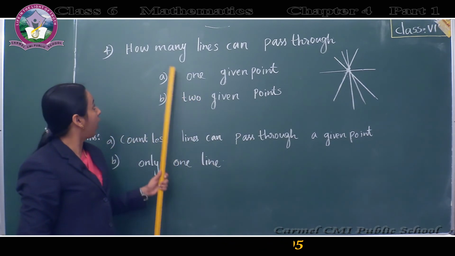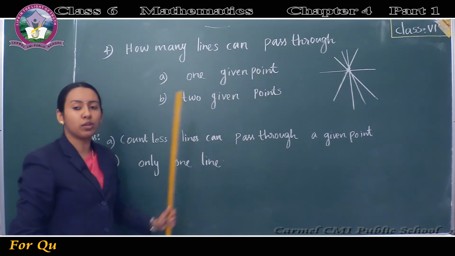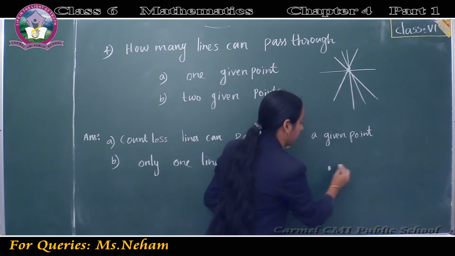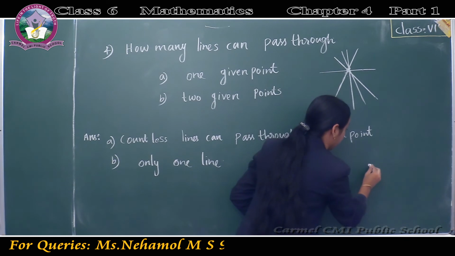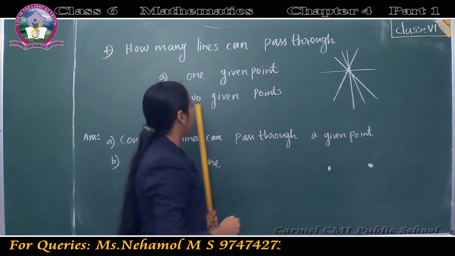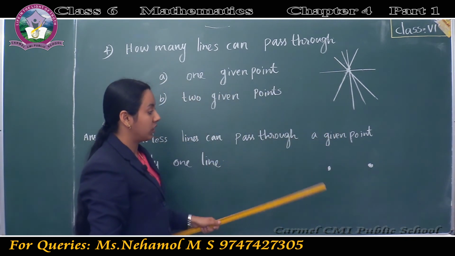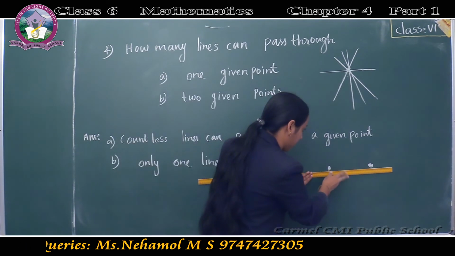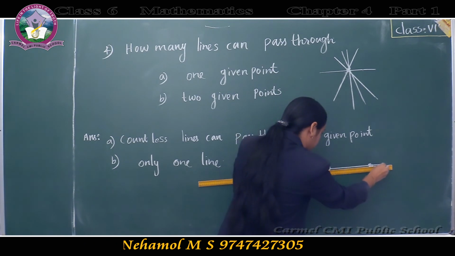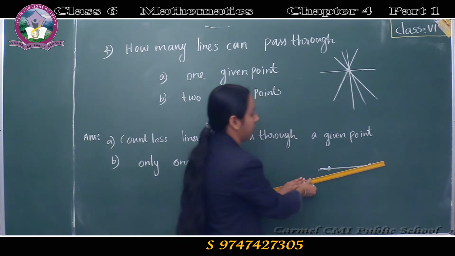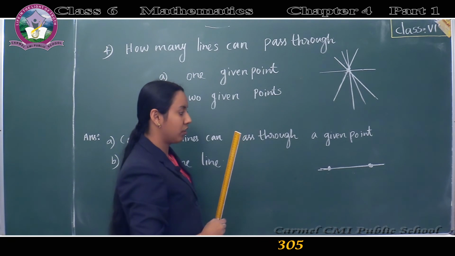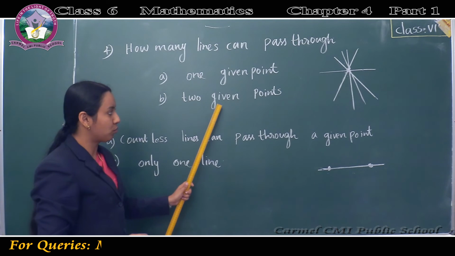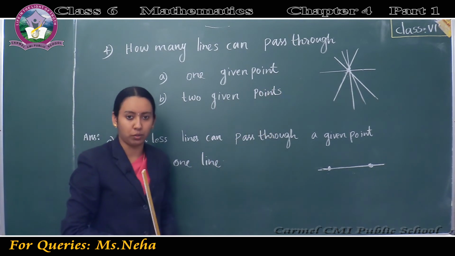Second question, how many lines can pass through two given points? Suppose 2 points are there. How many lines can pass through these two given points? We can draw one line. Any other lines? No. So, only one line can pass through two given points.